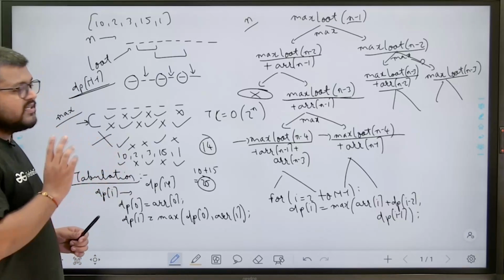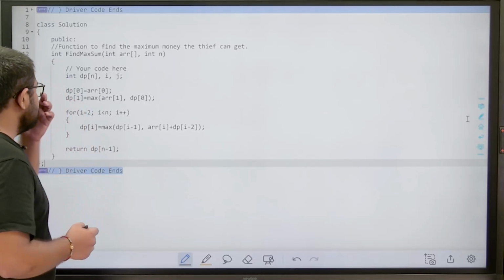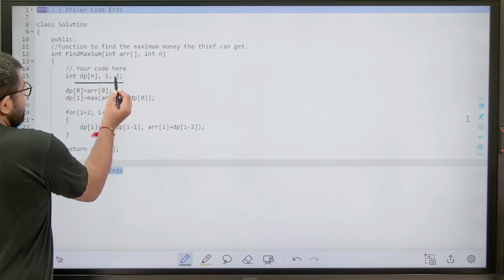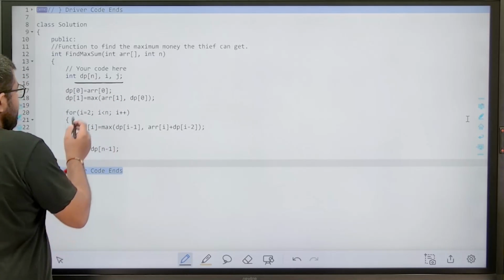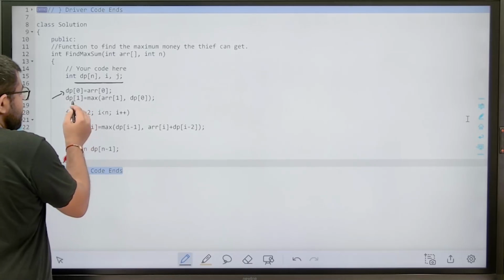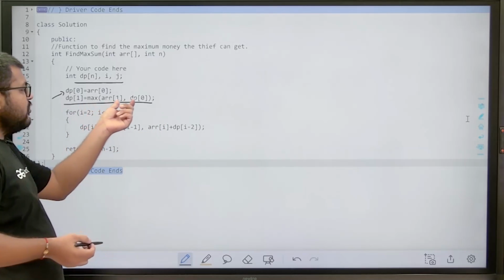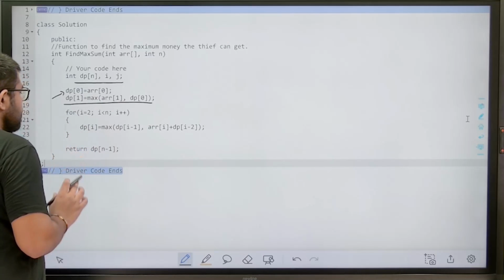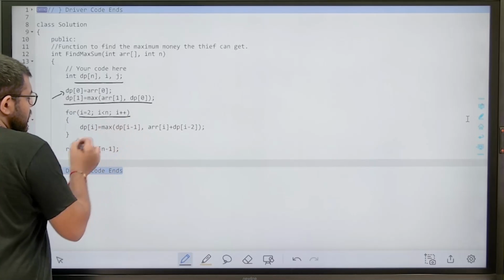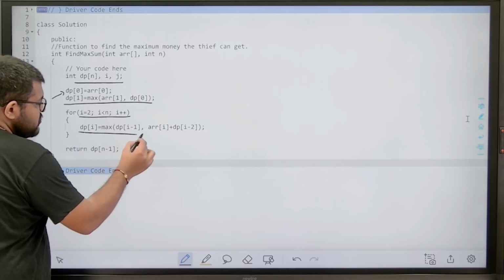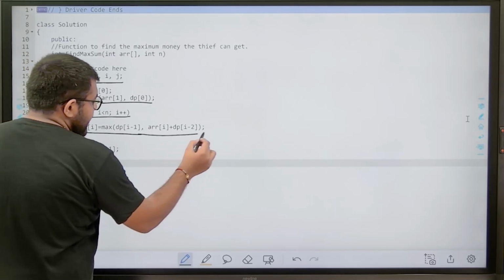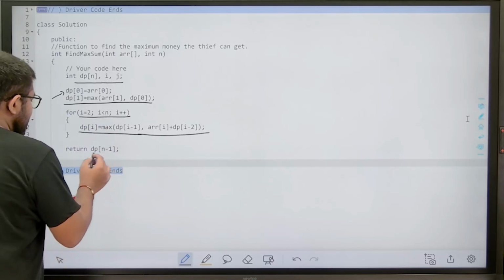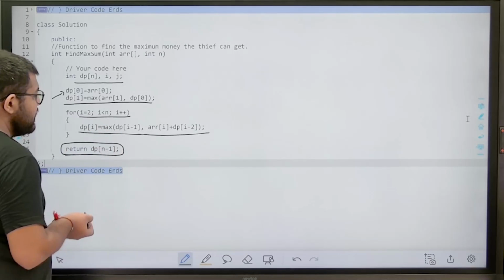Now let's look at its actual code. So if we look at the actual code, what I have done here is, I have taken one dp of n table and I and j to loop, then dp of 0 equals array of 0 and dp of 1 equals max of array of 1 or dp of 0. So either consider the first house or consider the 0th house. Then from I equals 2 to n minus 1, dp of I equals max of dp of I minus 1 or array of I plus dp of I minus 2. We have understood the logic before. And finally I'll return dp of n minus 1.